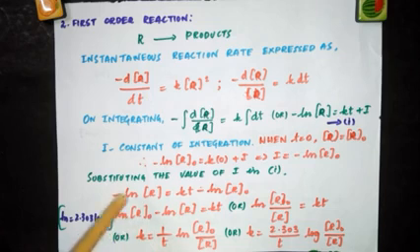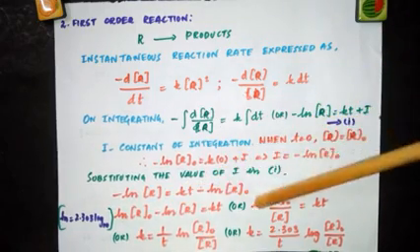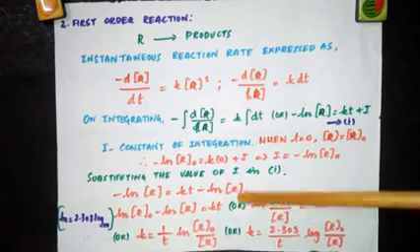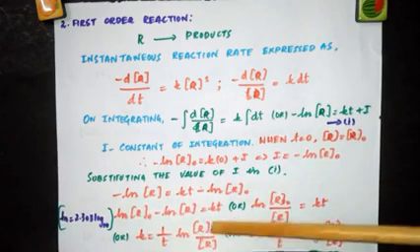When you have log x minus log y, how will you write? Log x divided by y. Same way, ln R naught minus ln R can be written as ln R naught by R, which is equal to kt. Or you can write k is equal to 1 by t ln R naught by R.